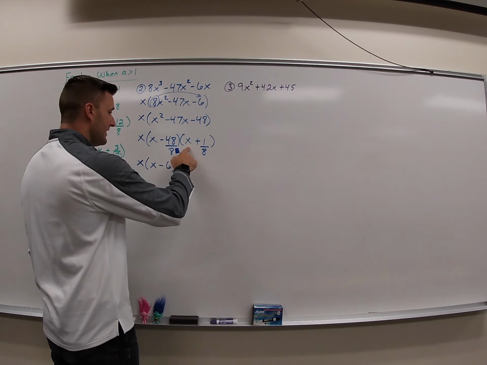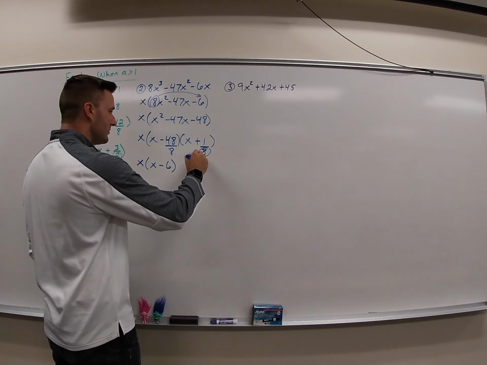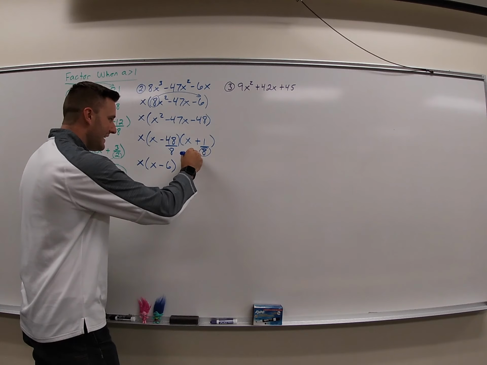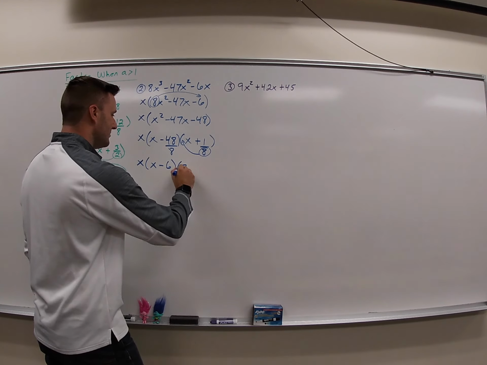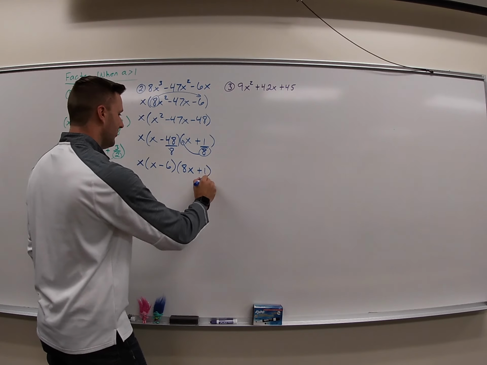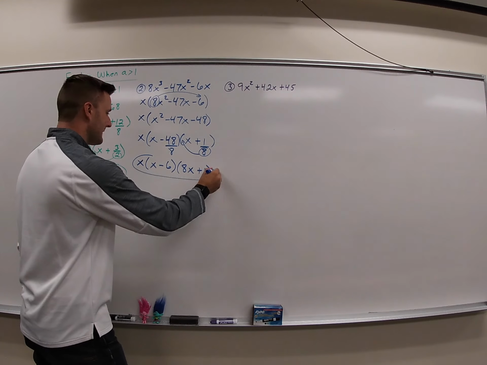Over here, we have a denominator that doesn't reduce, 1 over 8. So we're going to take that 8 and put it out in front. And so our next set of parentheses is going to be 8x plus 1. And that is our answer.